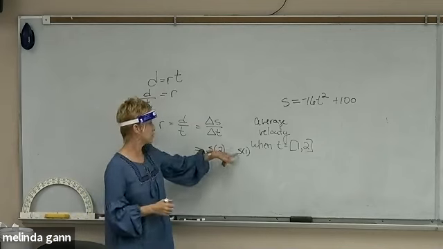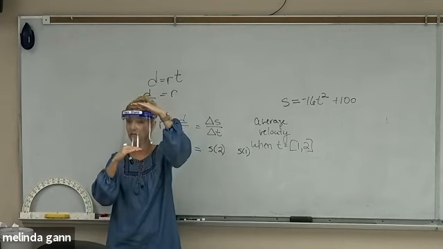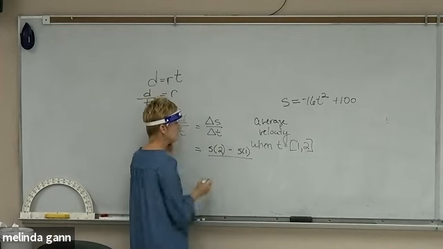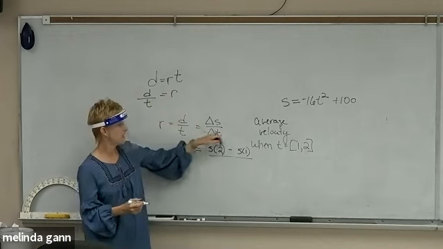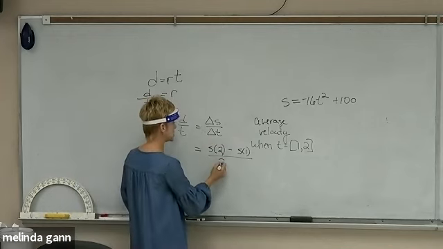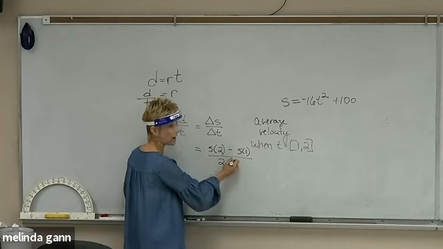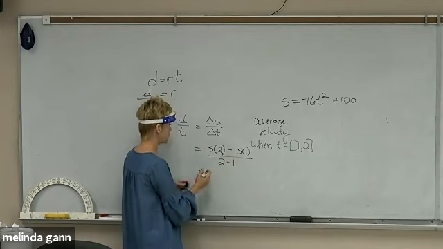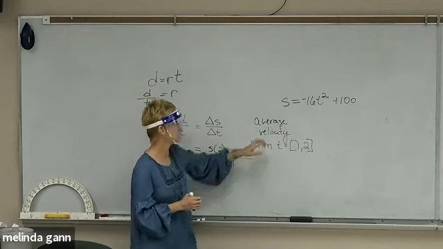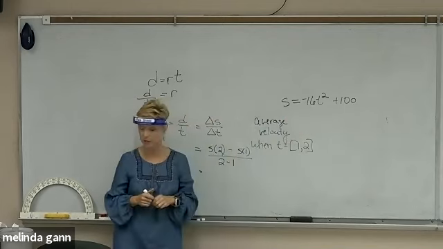What are they going to do with those two positions to find how far the ball traveled? They subtract. Then they do their change in time. At the end, the time was 2 seconds. At the beginning, it was 1 second. You've got your calculator, so find S at 2, and then find S at 1.